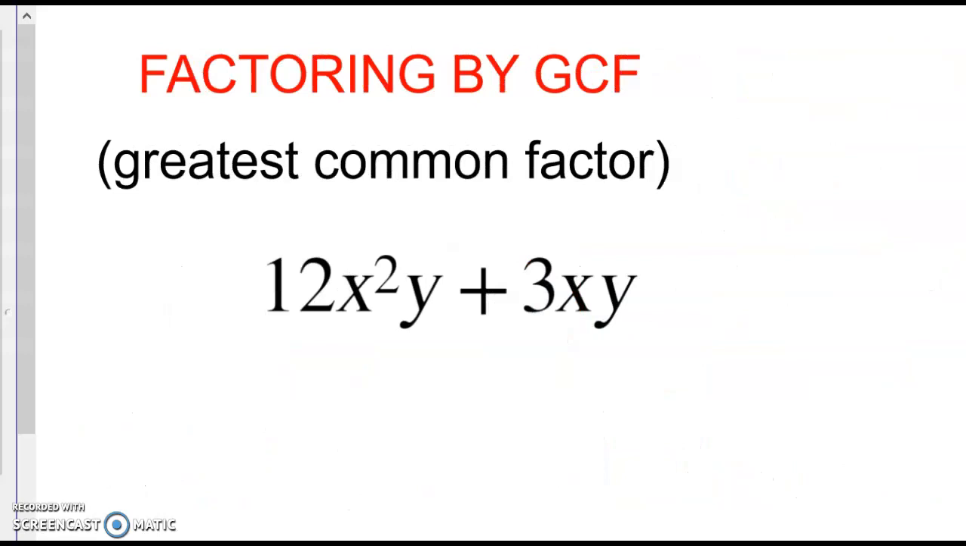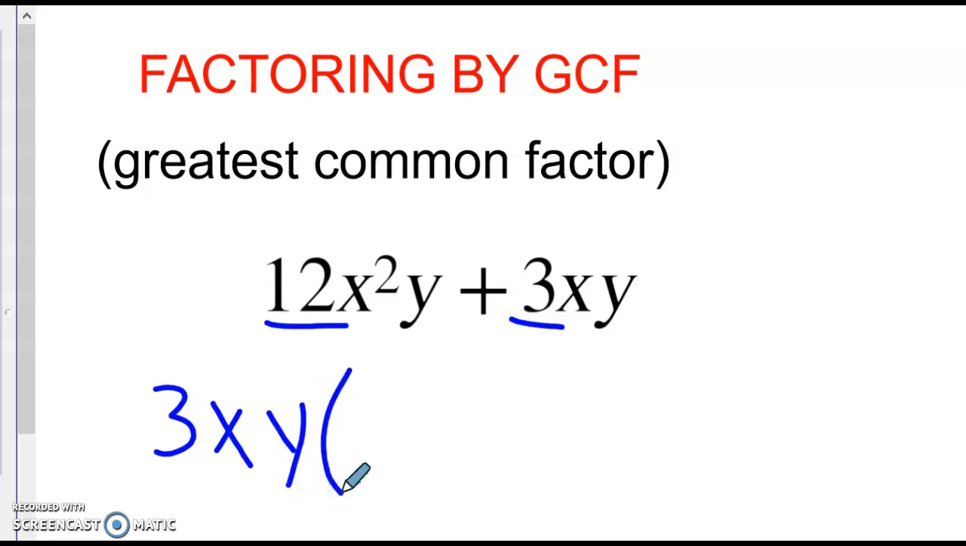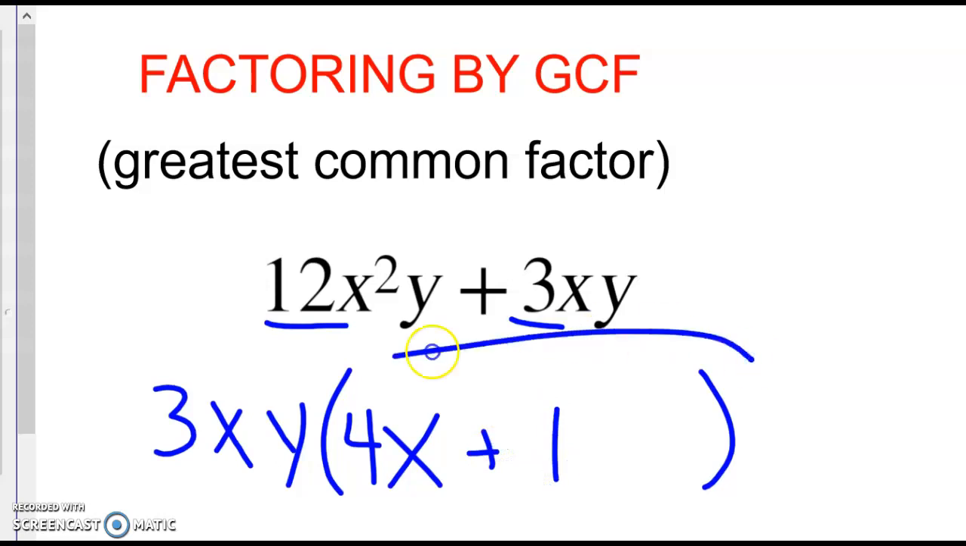Next, one more example. So here I have multiple variables. Well, still I have to see what they have in common. The 12 and 3 first, the greatest common factor is 3. I see x squared and y, I see x and y. So I could pull out an x and a y because they all have an x and a y. Now I do the opposite of distributing, which is dividing. So 12 divided by 3 would give me 4. X squared divided by x, that's just an x, and then there's already a y, so that's done. Plus 3xy divided by 3xy is just 1.